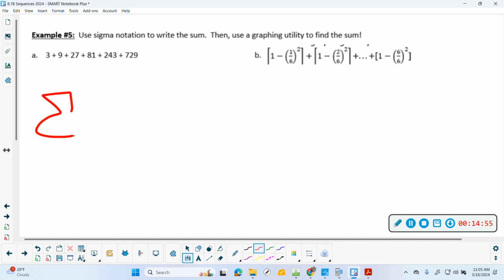So I'm going to pick a variable. What do you want for a variable? A. So I'm going to do 3 to the A. I said K. Doesn't matter. Okay, 3 to the first, of course, 3. The question is, what's your upper limit? This is 3 to the 6th.